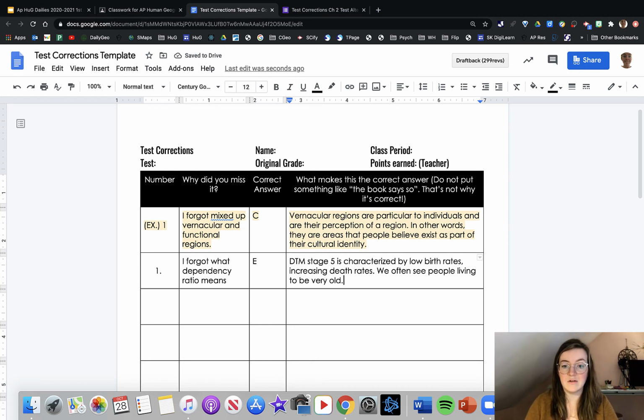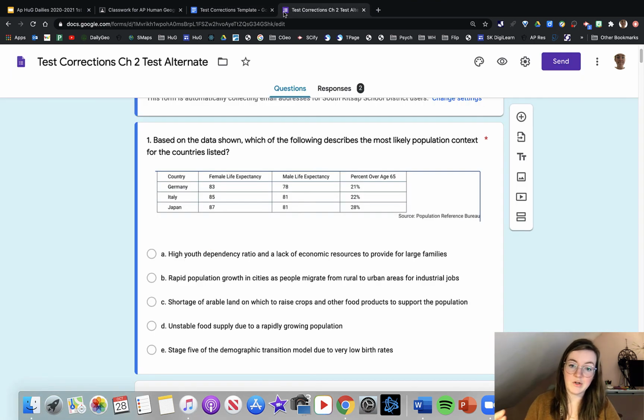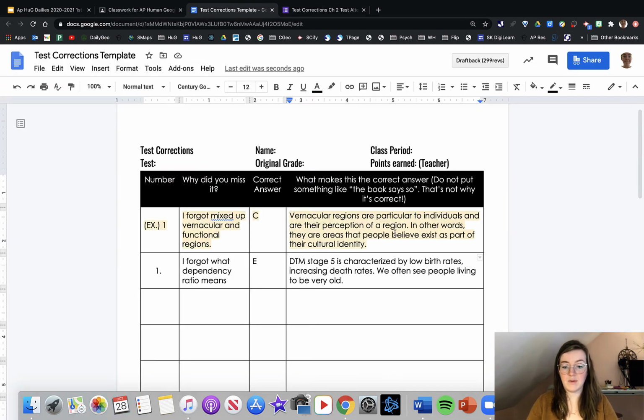You don't have to go crazy with it. In this case, having a quarter of your population or a fifth of your population being older than 65, that's huge. I might even say that. So 21 to 28% of the population is elderly. That's a big deal. Okay? That's all you're doing. You're not going crazy with this. You're doing, what's the question number? Why'd you miss it? Really brief. What's the correct answer and why is it correct? That's it. That's the whole thing with test corrections.